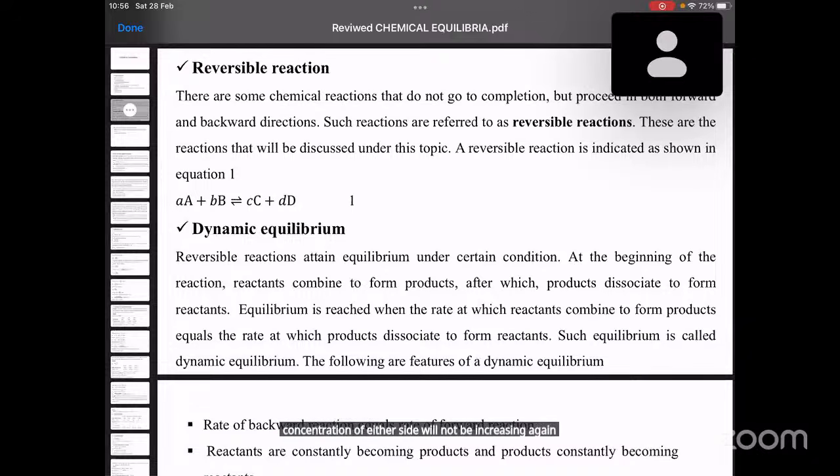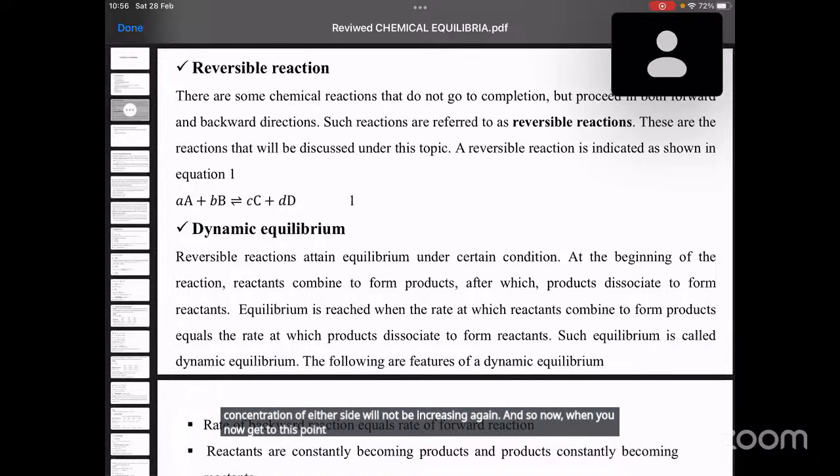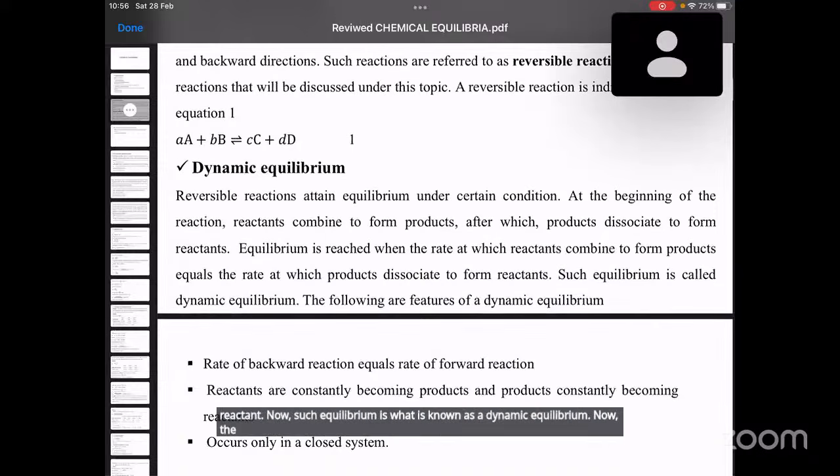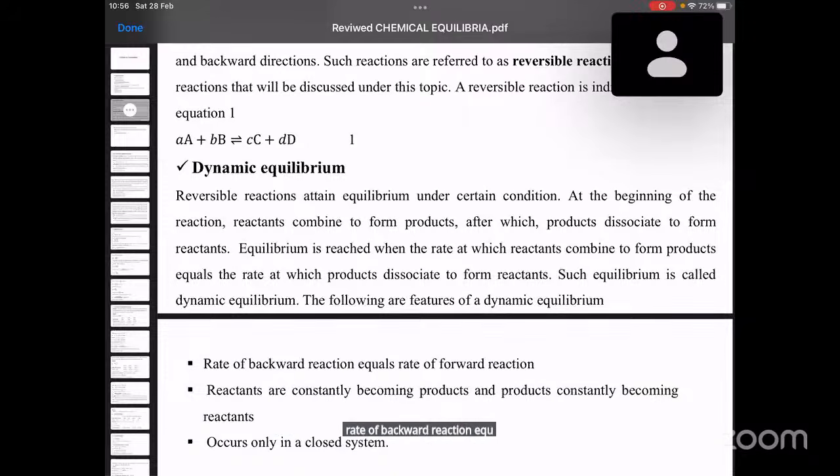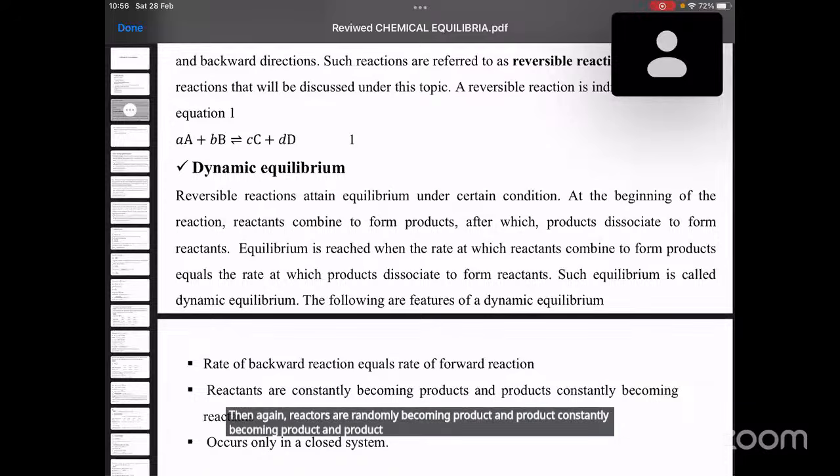So when you get to this point, equilibrium is reached when the rate at which reactants combine to form product equals the rate at which product dissociates to form reactant. Such equilibrium is what is known as dynamic equilibrium. The following are the features of dynamic equilibrium. The rate of backward reaction equals the rate of forward reaction. Reactants are constantly becoming product, and product constantly becoming reactant.